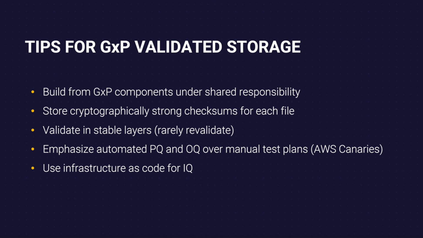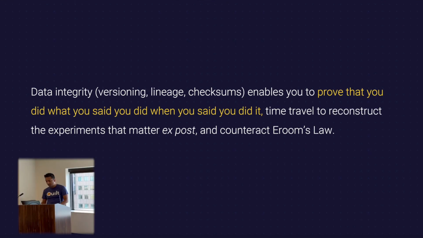Some tips in closing here. You build for GXP components. This is both the building blocks and the AWS services layer under shared responsibility. You can, of course, rely on the vendor ecosystem for some of the higher level components. Store cryptographically strong checksums for each file. Again, I didn't talk a lot about packages, but this is what they do automatically for you. Validate stable layers. Emphasize automation and use infrastructure as code for IQ.